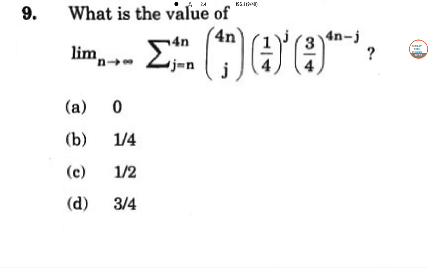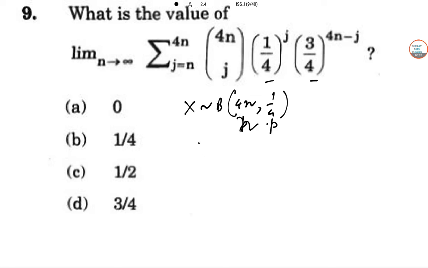What is the value of the limit as n tends to infinity of the sum over j equal to n to 4n, 4n C j, (1/4) to the power j and (3/4) to the power 4n minus j? This looks like a binomial structure with 4n and 1/4 as the parameters: this is n and this is p.